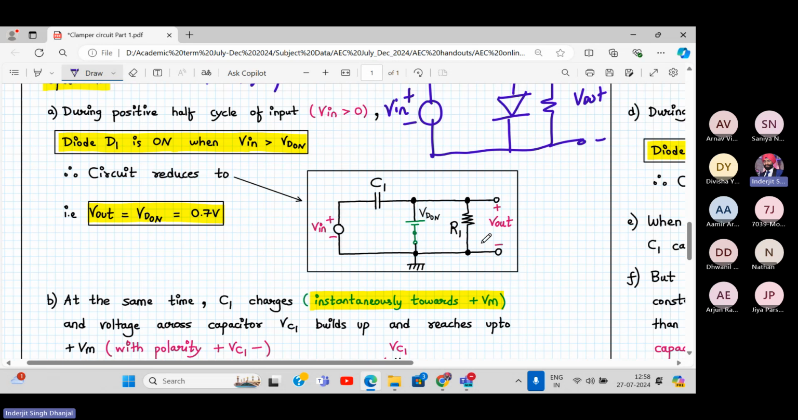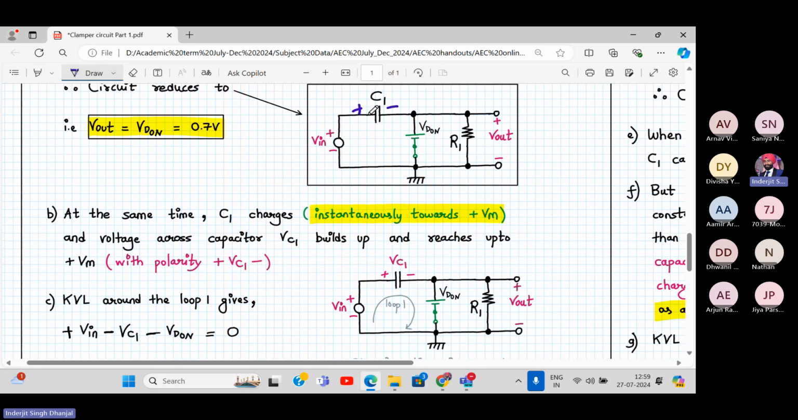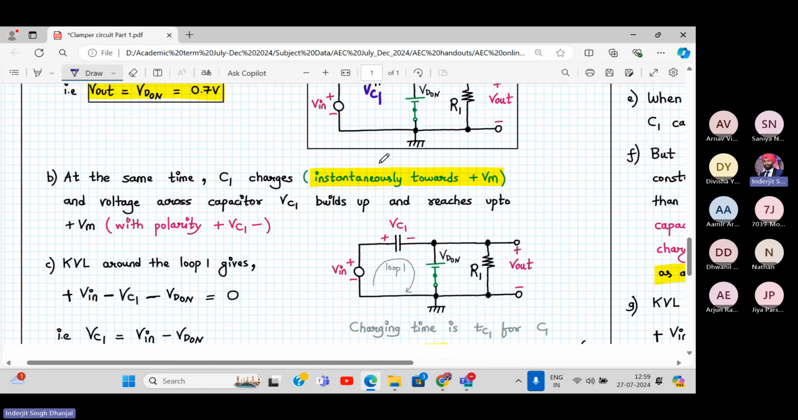Over here, my output voltage is parallel to VD on, so around 0.7. At the same time, the capacitor is charging with this polarity. The capacitor charges instantaneously to Vm. It should charge up to Vm, and the voltage across the capacitor gets built up. The voltage across the capacitor is VC1 and reaches up to Vm, with a polarity plus minus VC1.